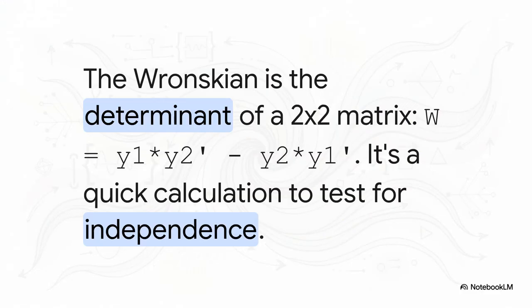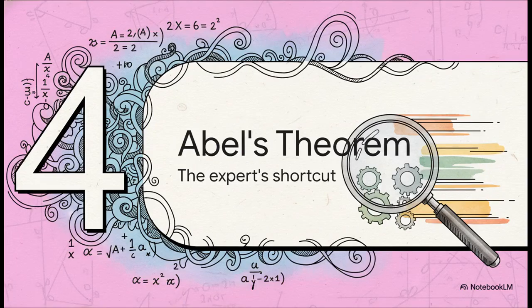So how do we find this Wronskian? Well, it's just the determinant of this little 2x2 matrix. You pop your two solutions, y1 and y2, on the top row, then you put their derivatives right below them on the bottom row. Do a quick cross multiplication, y1 times y2 prime minus y2 times y1 prime, and boom, that's your Wronskian.